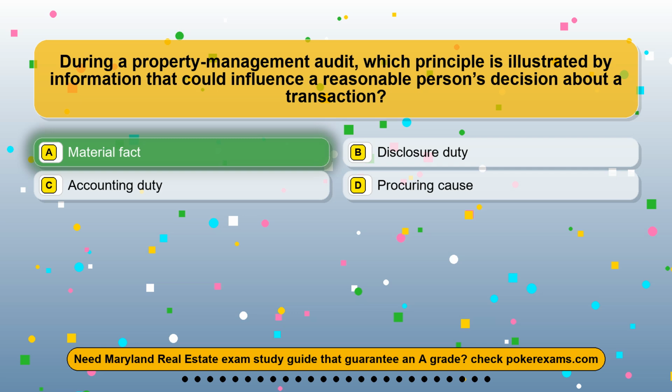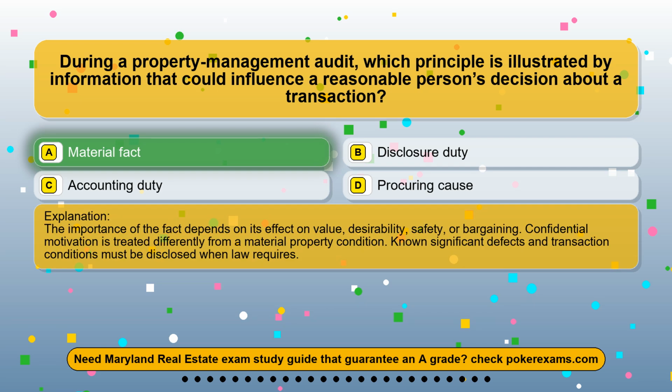The correct answer is option A, material fact. The importance of the fact depends on its effect on value, desirability, safety, or bargaining. Confidential motivation is treated differently from a material property condition. Known significant defects and transaction conditions must be disclosed when law requires.